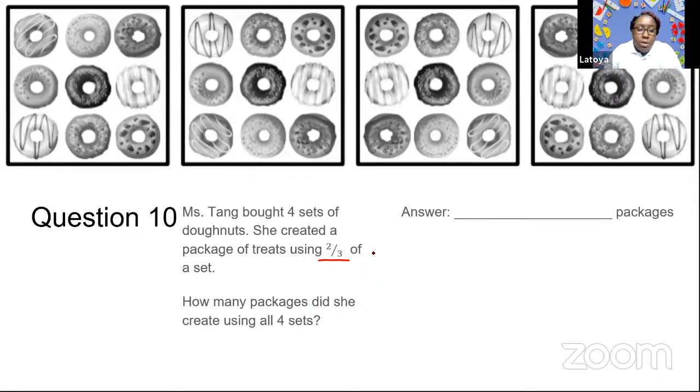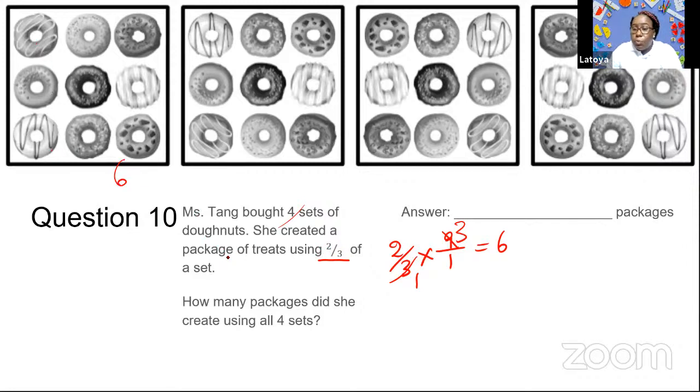Now, to get that answer, what we need to do is find out how much is 2/3 of a set. How much do I have in this set? 3, 6, 9. Okay, I have 9 in one set. So what is 2/3 of 9? Anybody? 3 into 3, 1, and 3 can go into 9 3 times, and 2 3s are 6. Okay, so 2/3 of a set is 6.